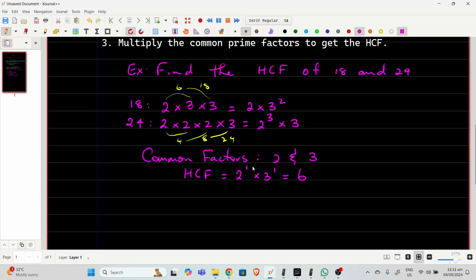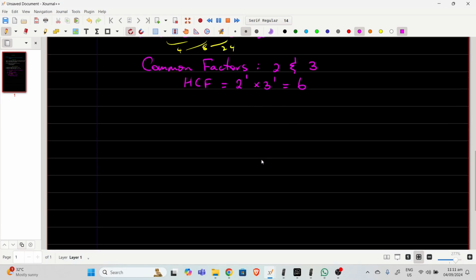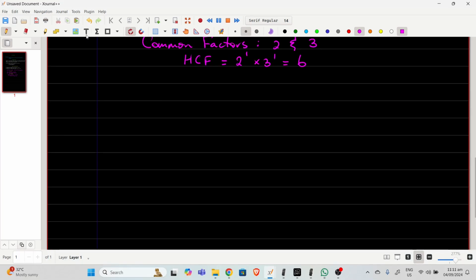Now, the reason I put power of 1 is sometimes it might be 3 to the second power in common. So you would put 3 to the second power times whatever, and so on. That's just to make the calculation easier. Prime factorization, very easy. That's why I like this method. Let's do the other method.